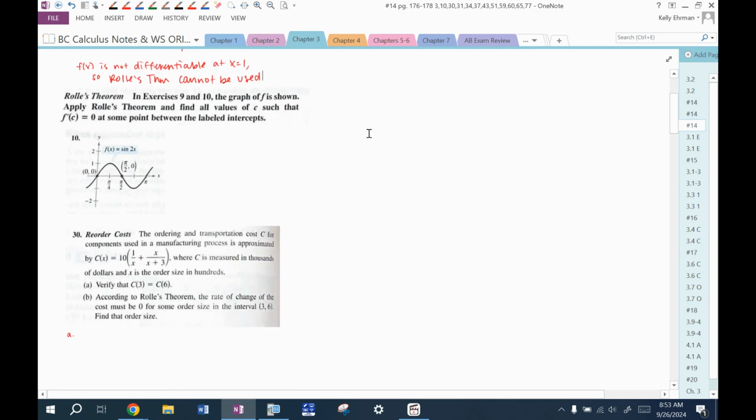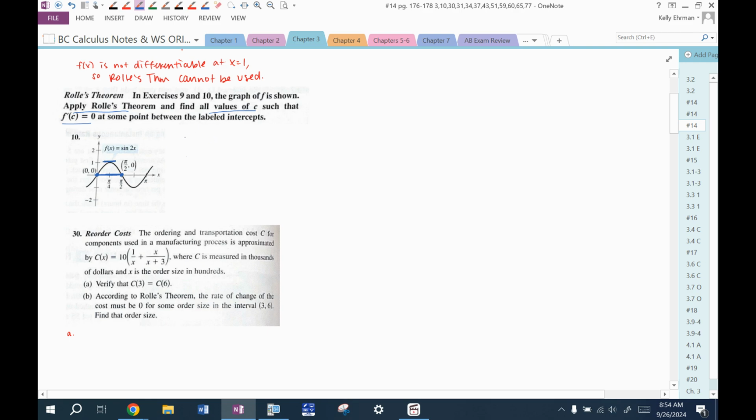Okay, next one, another Rolle's theorem. The graph of f is shown. Apply Rolle's theorem and find all values c such that f prime of c equals 0 at some point between the two intercepts. All right, the intercepts are here. We're looking between 0 and pi over 2. So apply Rolle's theorem. This just means that there has to be some point. I'm not even going to do the algebra here. The slope between these two points is 0. There has to be some point in this interval where the tangent slope is 0. It looks to be that maximum.